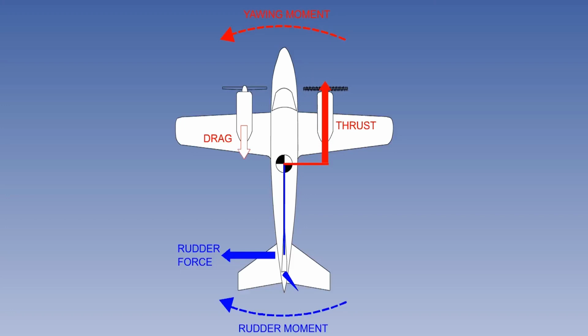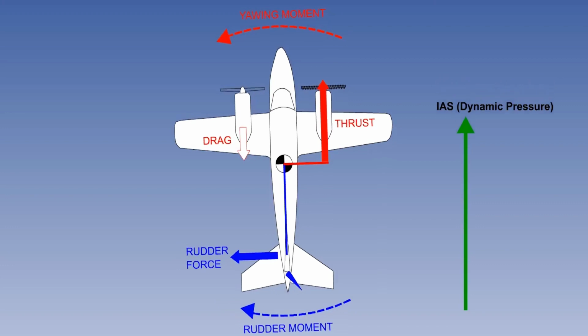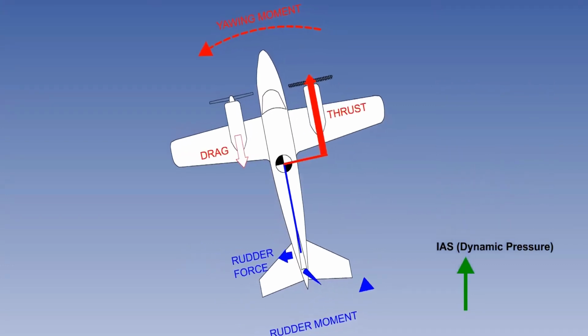Let us assume that the live engine is at a high thrust setting, the rudder is at its full deflection, and the CG is at its rearmost limit, that is, giving the shortest rudder arm. If the IAS, the dynamic pressure, is just sufficient to produce enough rudder moment to counter the yawing moment, there will be no yaw. However, any decrease in the IAS will reduce the rudder force, and the aircraft will yaw uncontrollably towards the dead engine.